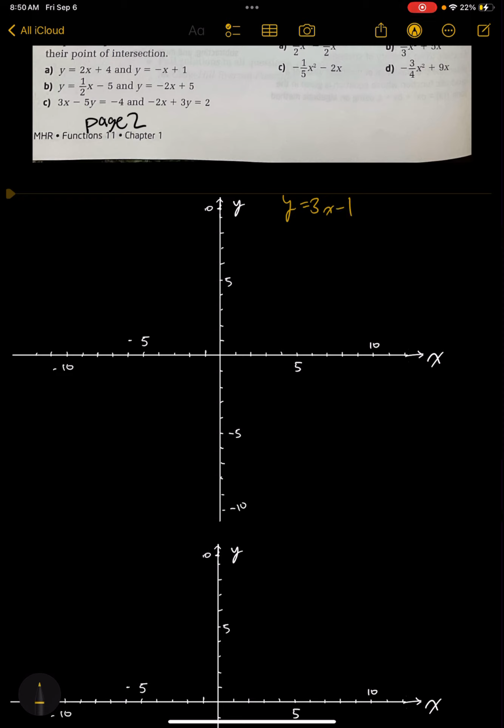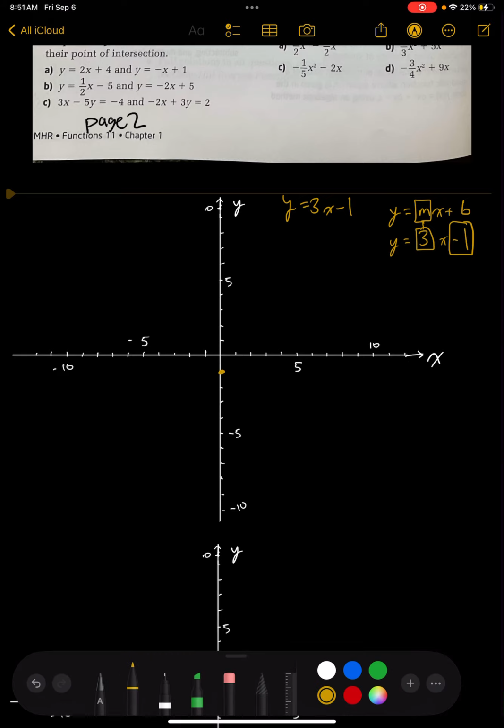Now, basically what you should know by now is that there's a y-intercept. It's in y equals mx plus b format. And we have 3 for m, x plus minus 1 for b. So b represents the y-intercept, negative 1. And m represents the slope.